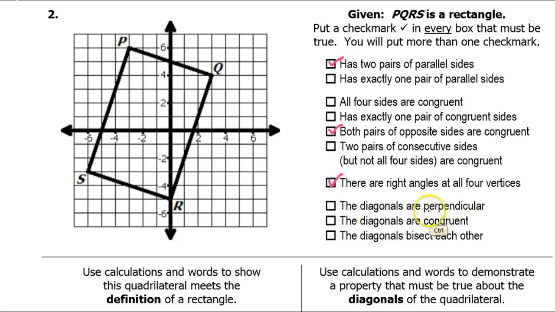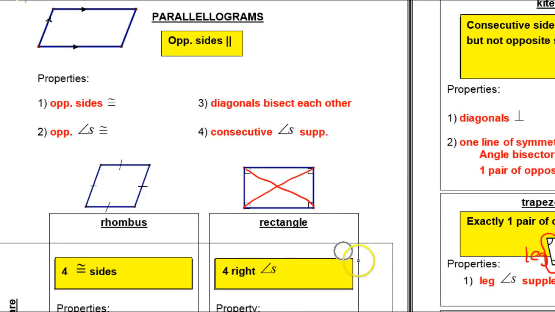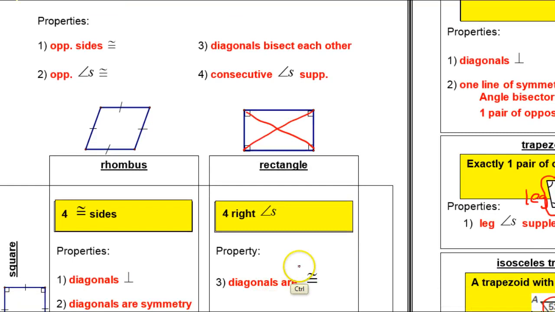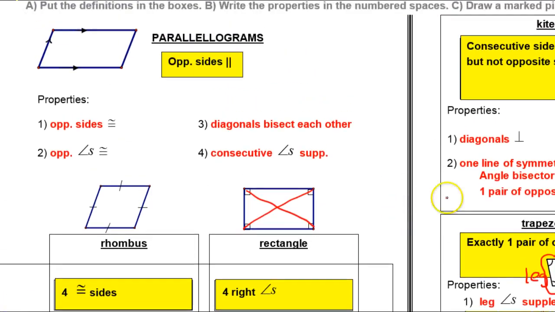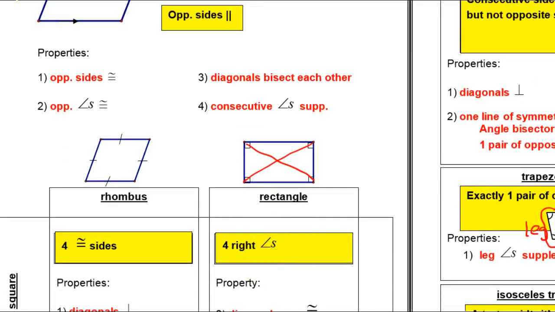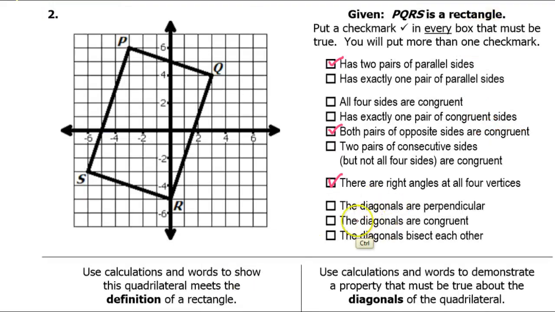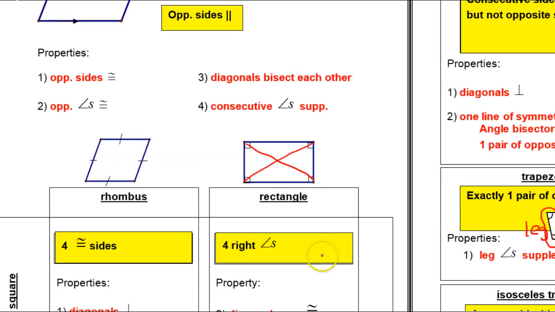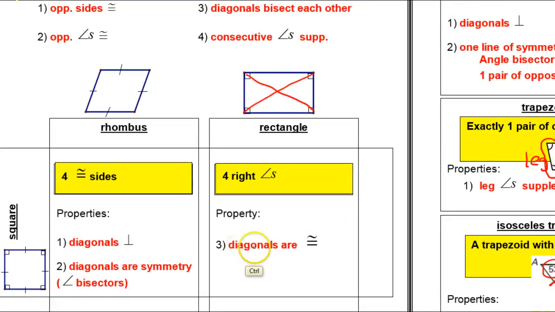The diagonals are perpendicular. Nope. All right, that's not one of the special properties of a rectangle. That's true for a rhombus. Diagonals are perpendicular. It's also true for a kite. Not a rectangle. All right, the diagonals are congruent. Yes, that is one of the special properties of a rectangle. The diagonals are congruent.